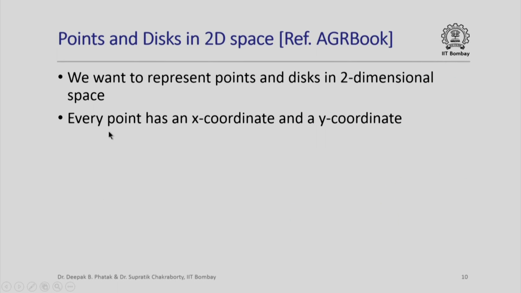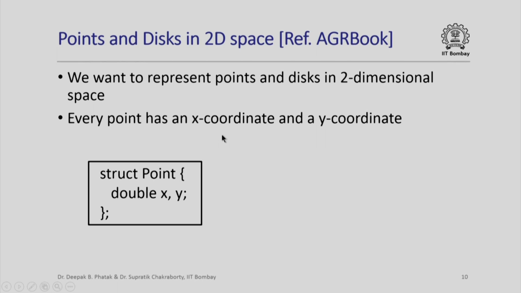Now let us see how we can define slightly more complex structures than what we have seen earlier. So here is an example which is motivated by the discussion in the AGR book. This is about representing points and disks in 2-dimensional space. Now every point is going to have an x coordinate and a y coordinate. So we may want to define a structure type named point which has two members x and y, both of type double.